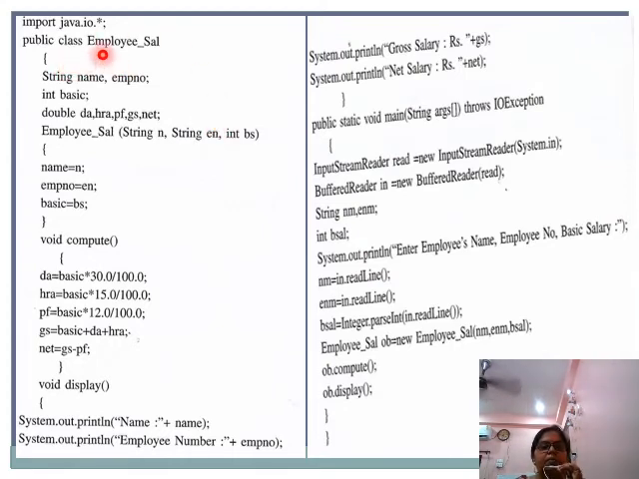We have made a class of employee salary, and here we have taken a parameterized constructor. The constructor has string name, n, employee number, en, and basic, BS. We have not taken these in the parameter list because we have to do the computation with the help of these variables. We will get DA from basic times this, HRA from basic times this, PF from basic times this. Then gross salary GS is basic plus DA plus HRA, and net is equal to GS minus PF.